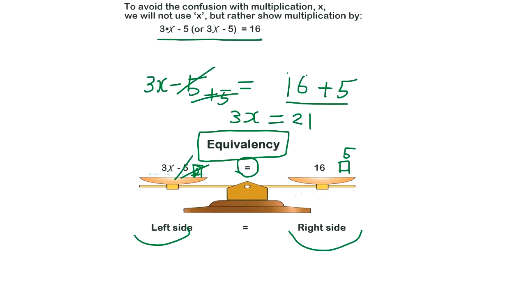Okay? Then what do you do? Well, I'm going to divide both sides by 3. So the remaining is x equals 7. Why do you divide by 3? Because of this guy. Get it? So let's break down this process one more time, right?